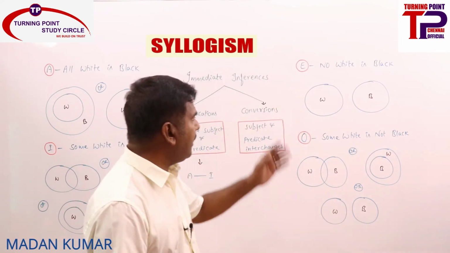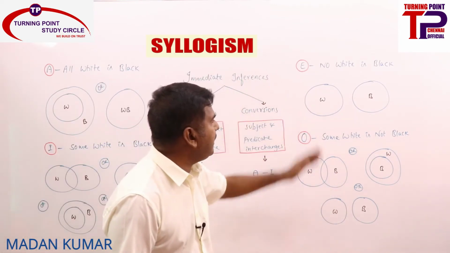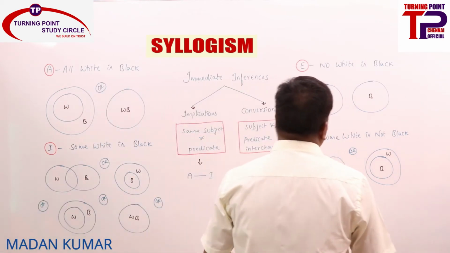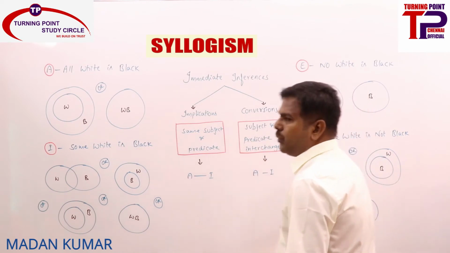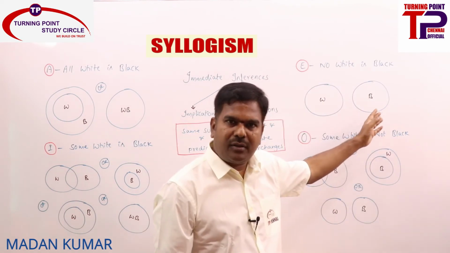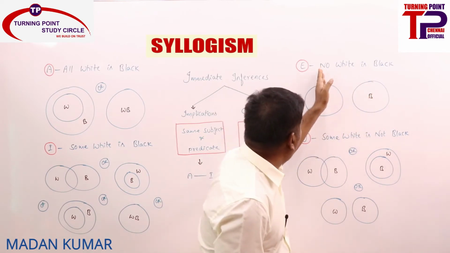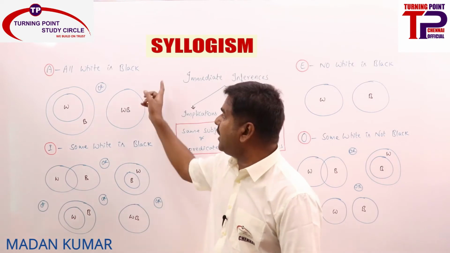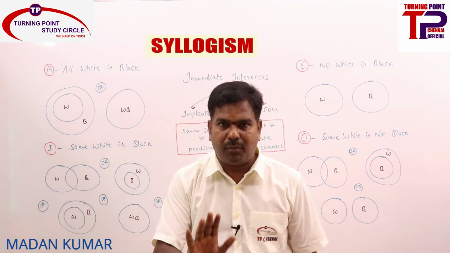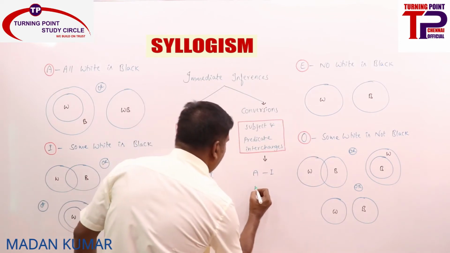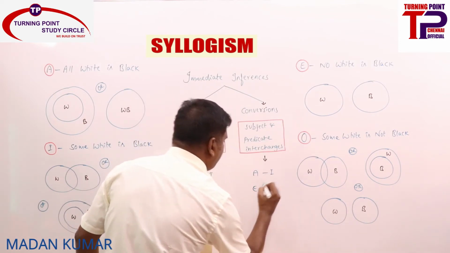Which is the next one? E statement. We'll go ahead with the E statement. No white is black. Whenever no white is black is there, can I say that no black is white is true? E reverse. No black is white is true. True only. So whenever E statement is there, E can be converted into E statement, but A cannot be converted into A statement. Are you getting it? E can be converted into E statement. So directly I am writing whenever E statement, E can be converted into E.